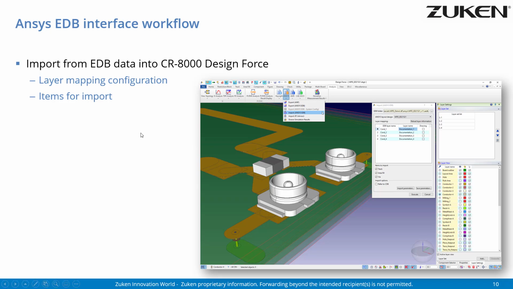Once the simulation engineer has completed the work and generated an updated EDB file, the layout engineer can then import the information into DesignForce. When reading the EDB information, firstly, we recognize the layers inside of the file, so these need to be mapped to the DesignForce layers. Secondly, we can control the type of objects to be imported, tracks, vias, area fill, etc.